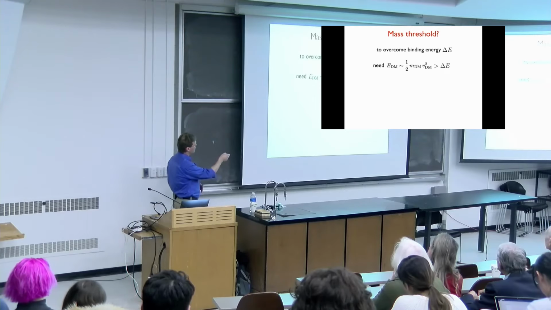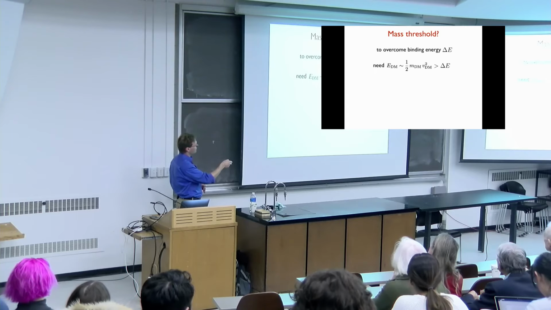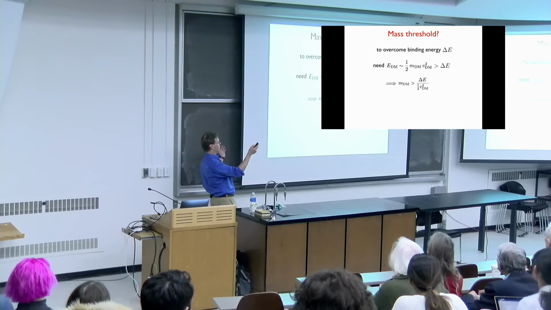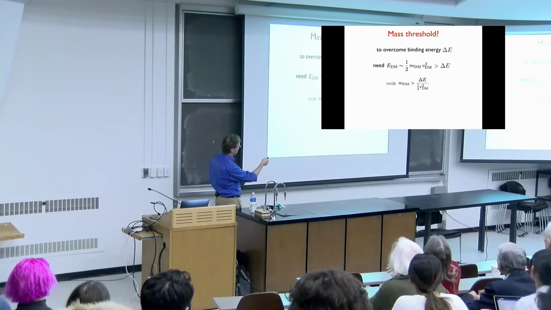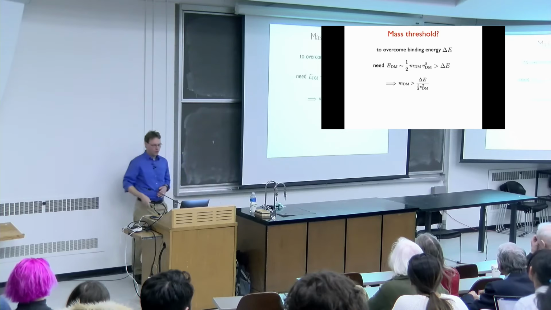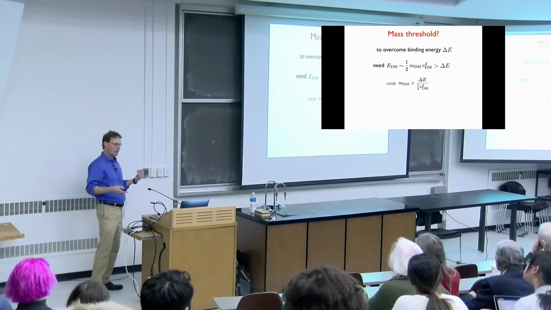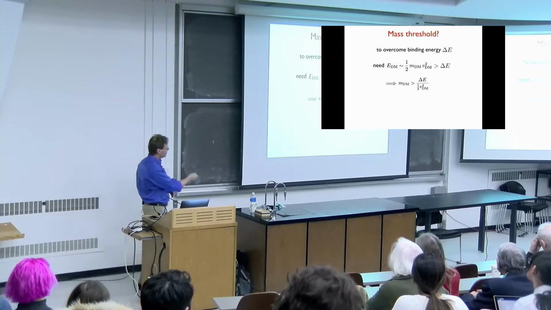At the very minimum, in order to overcome this binding energy, I need the dark matter kinetic energy, ½mv², to be bigger than this binding energy. Then I can just manipulate this equation using a sophisticated technique called algebra. So I solve for m_DM, and the dark matter mass needs to be bigger than ΔE over ½v². And I can ask, for some ΔE, for some particular system, what is my dark matter mass? Now, there's an unknown here.